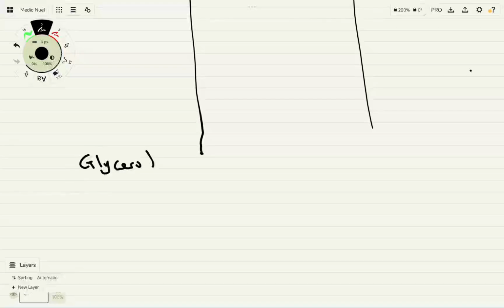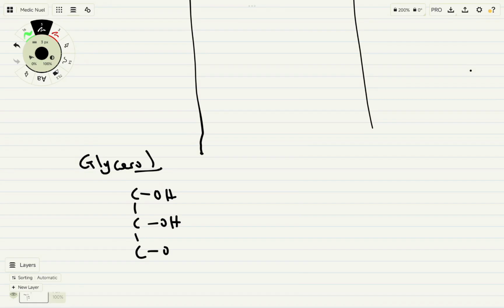Glycerol, from the word, sounds like alcohol, right? So if you've done your carbonyl compounds and all of that in organic chemistry, you should be familiar with what glycerol is. Glycerol is basically a 3 carbon trihydroxy compound, meaning that it has 3 hydroxy groups. So this is glycerol.